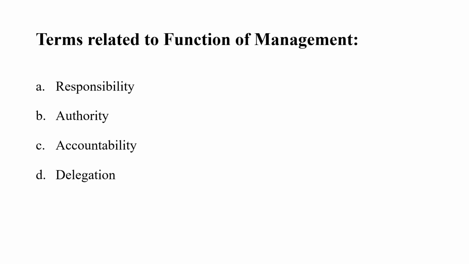The terms related to function of management. First one is responsibility. It is an obligation of the concerned person to carry out functions. Second one is authority. It is a right to decide, command, and perform the assigned responsibility. Third one is accountability. It is the answerability of a subordinate to his or her superior for performance of the assigned task. And the fourth one is delegation. It is the decentralization of authority and decision-making power to accomplish the task.